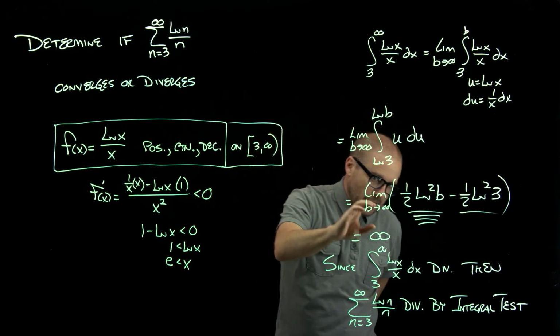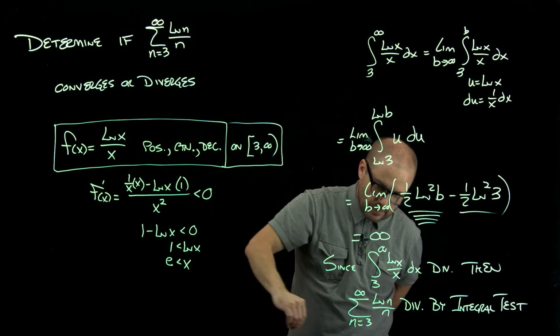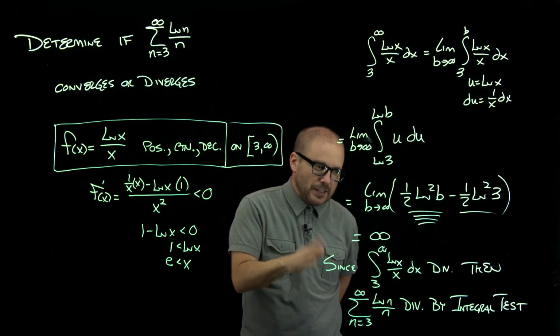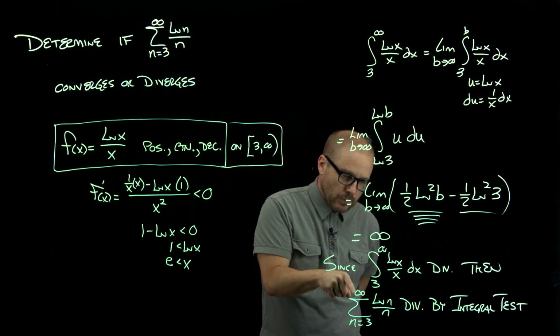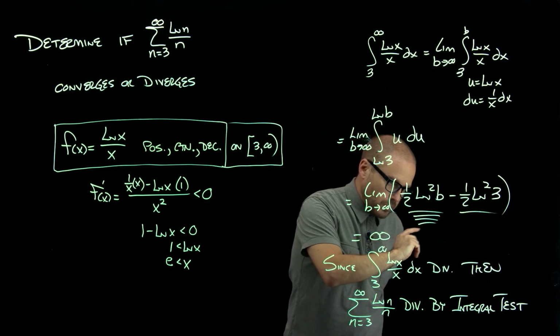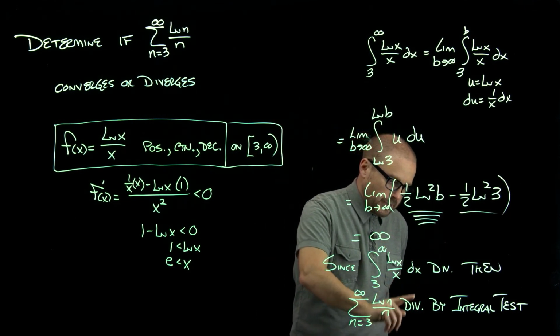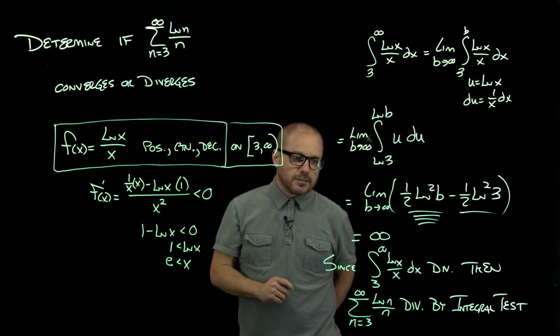So this came out divergent. And again, avoid pronouns. Don't say it diverges. Be specific what you're referring to. The integral diverges. That tells you that the series diverges by the integral test.